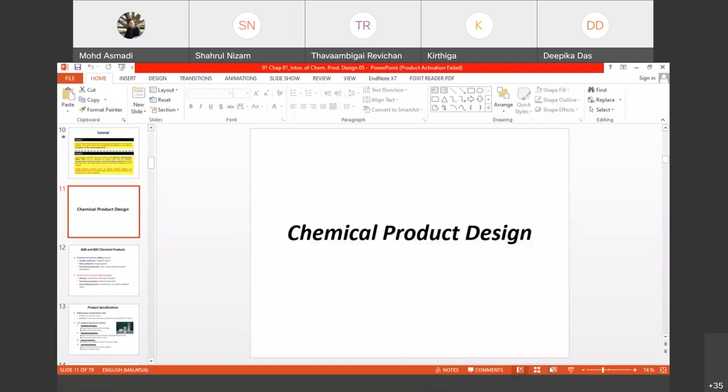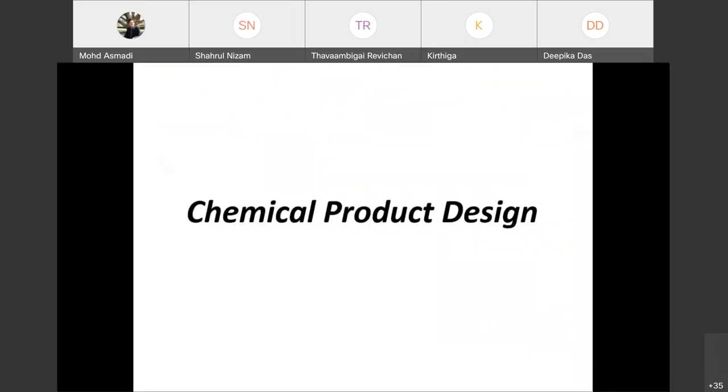Okay, so let's continue on the chemical product design. What we will cover for today is the product attributes, and then what else? Issues that can be addressed in product design, as well as the conceptual design of the products.